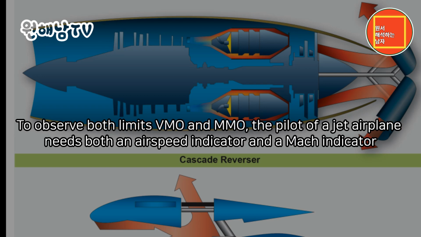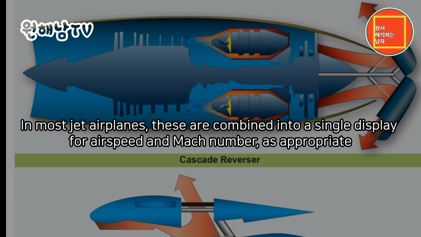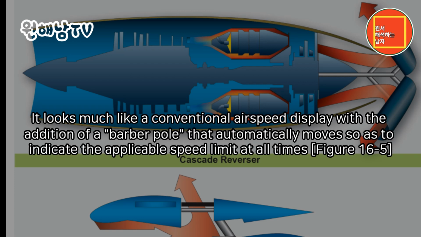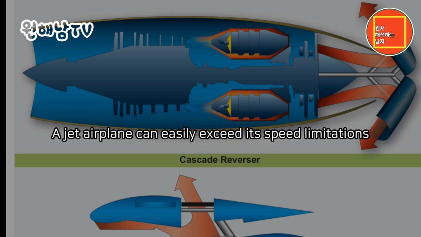To observe both limits, VMO and MMO, the pilot of a jet airplane needs both an airspeed indicator and a Mach indicator. In most jet airplanes, these are combined into a single display for airspeed and Mach number, as appropriate. It looks much like a conventional airspeed display, with the addition of a barber pole that automatically moves so as to indicate the applicable speed limit at all times. Figure 16-5. A jet airplane can easily exceed its speed limitations.